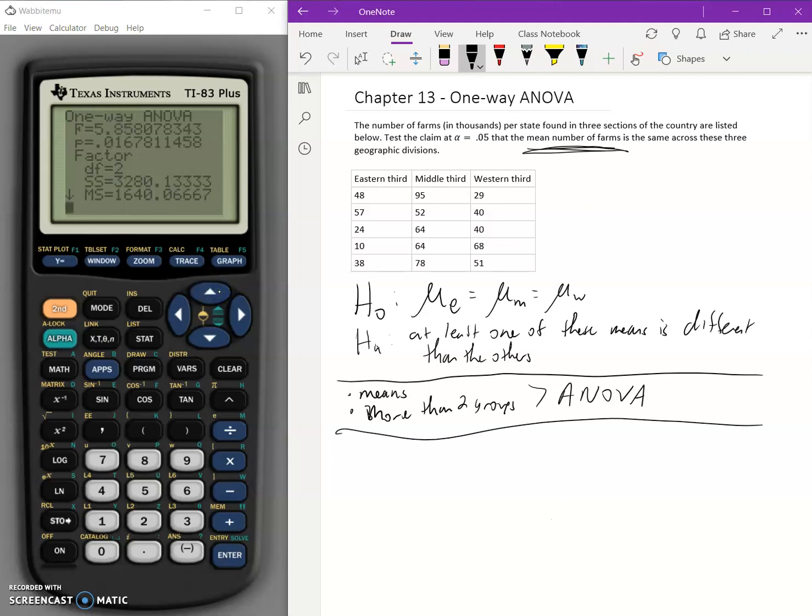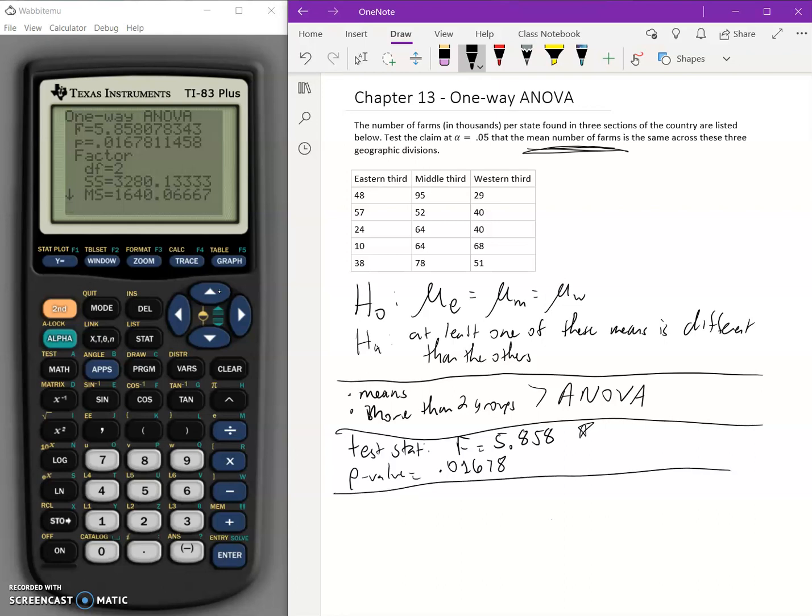So our first number is our test statistic. So our test statistic in this case is going to be F is equal to 5.858. And then our p-value we see is equal to 0.01678. Now, the test statistic, as a note, this is F because remember we said that ANOVA is using an F distribution. So T distributions, you have T's, normal distribution, you use Z's. So our test statistic is an F value.